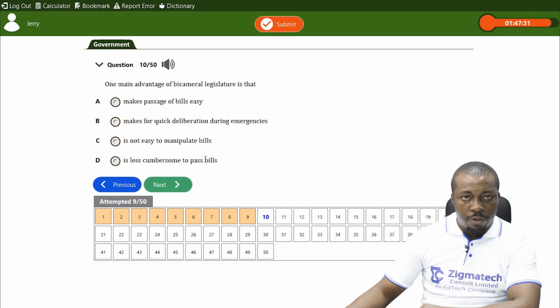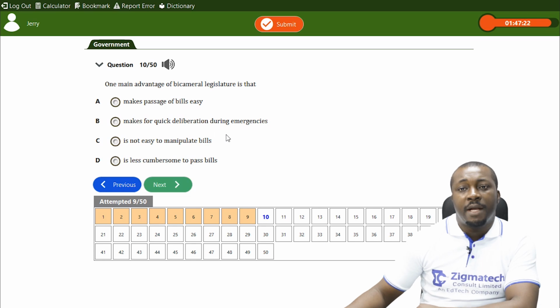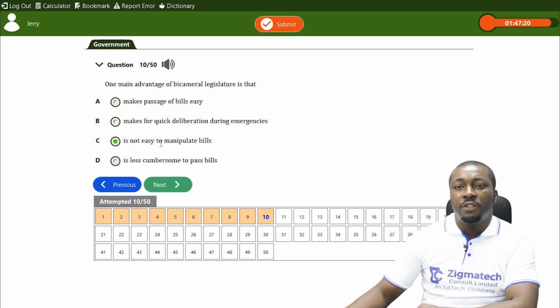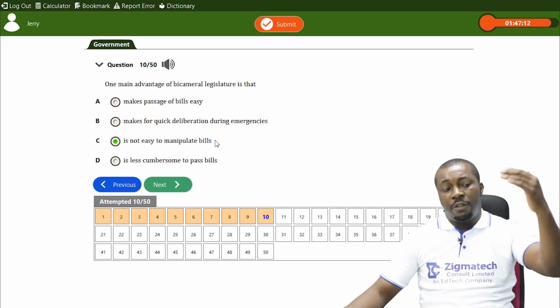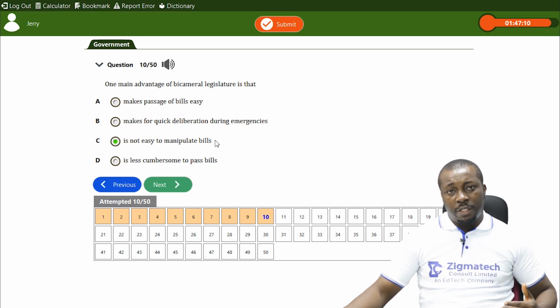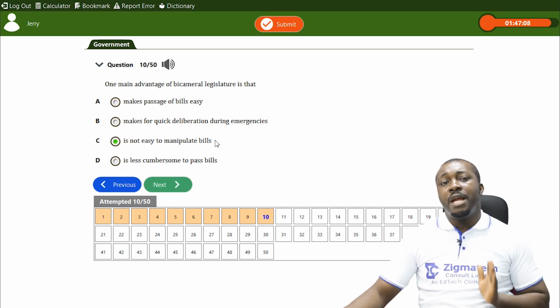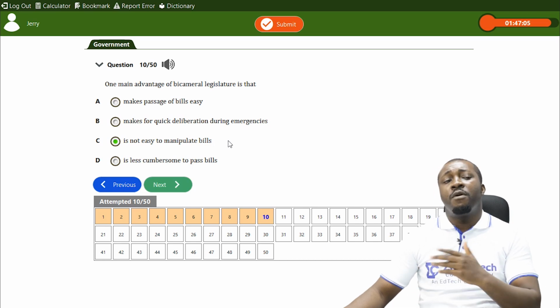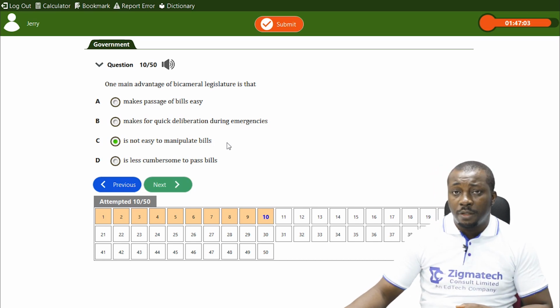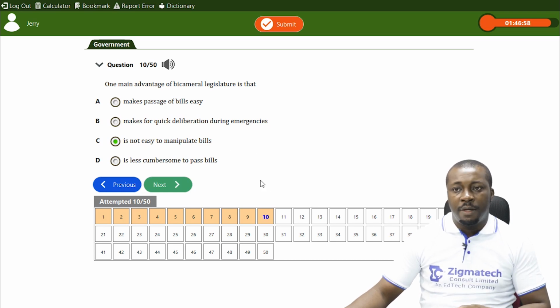Now, this is also applicable to unitary. So A, B, D are applicable to the advantages of unicameral legislature. But bicameral legislature has the advantage that it is not easy to manipulate a bill, because bills are thoroughly screened in a bicameral legislature. First, it has to go from one chamber of the legislature that will deliberate on it to the other chamber. And you even have a committee of the whole, a joint session of the whole house. So it is not easy to manipulate bills. You can't manipulate a bill here.